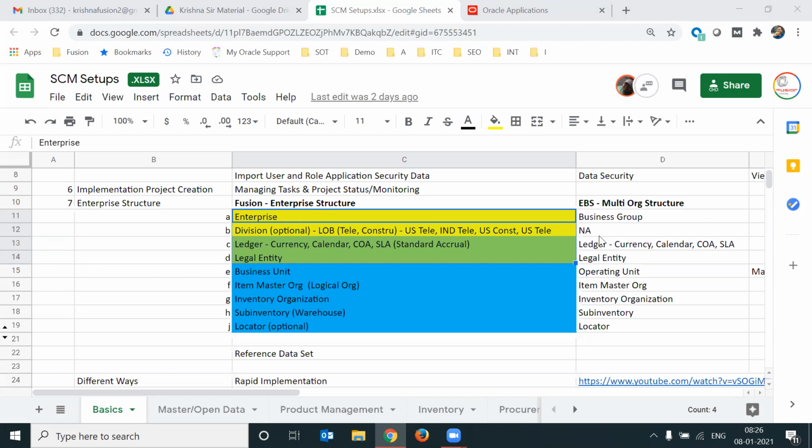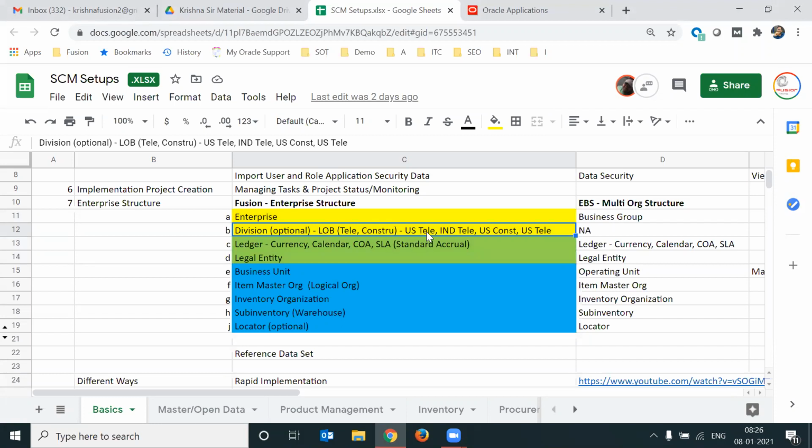Can you repeat once about the division part in the HCM role? Division is just a line of business. If you are holding a company and you are into one stream or one type of business, that is nothing but one division. If you are into another type of business, that is another division. Okay.